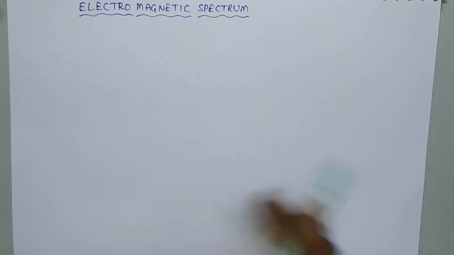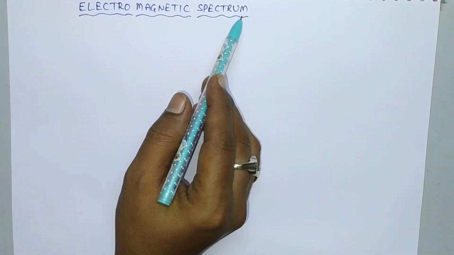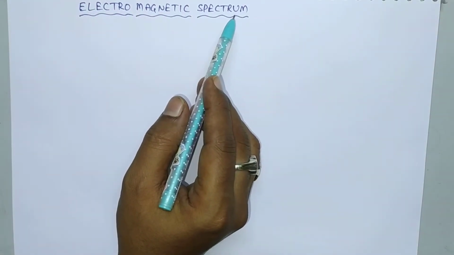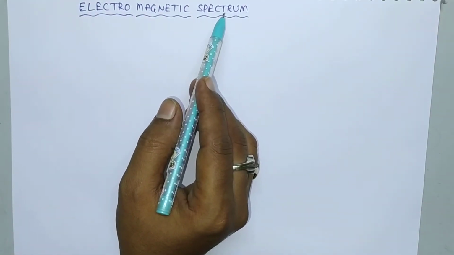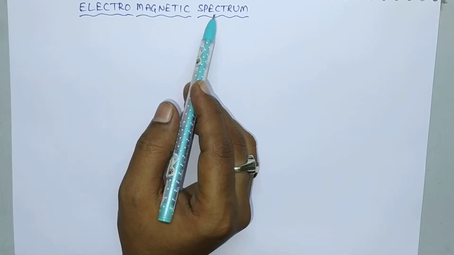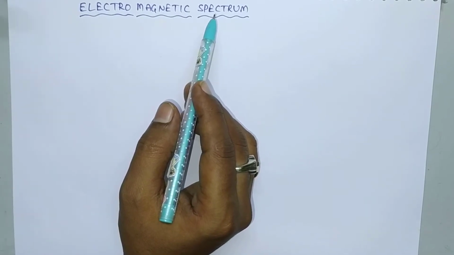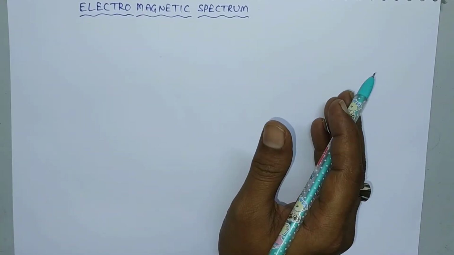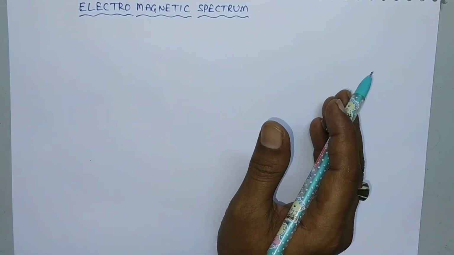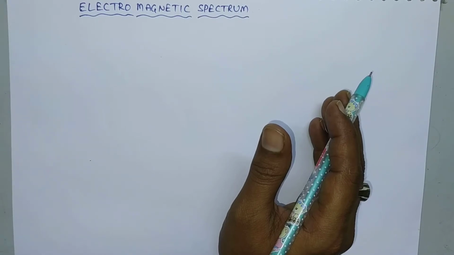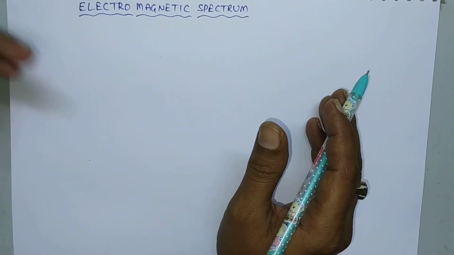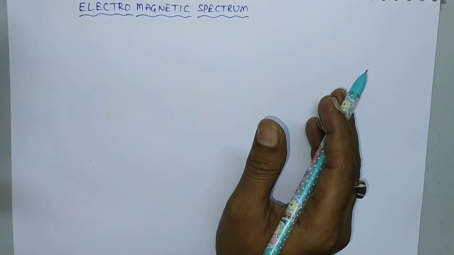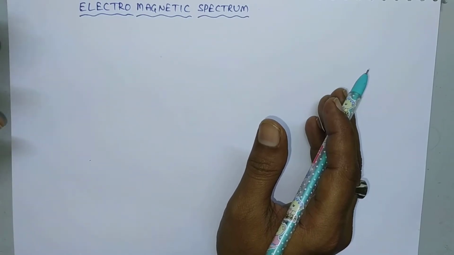Today in this session we are going to discuss the electromagnetic spectrum. In the previous video we discussed electromagnetic radiation. That electromagnetic radiation consists of both an electric vector and a magnetic vector which are mutually perpendicular to each other. And we discussed some fundamental properties of these waves: wavelength, frequency, wave number and amplitude. For your reference, I will provide the link in the description.